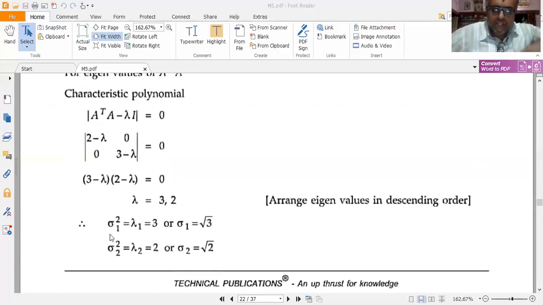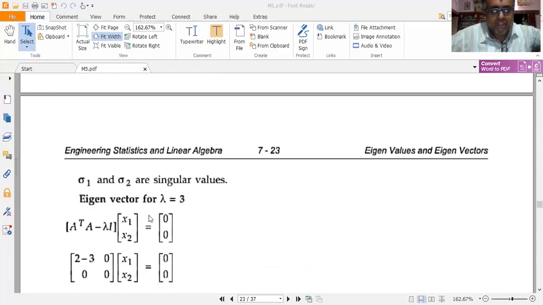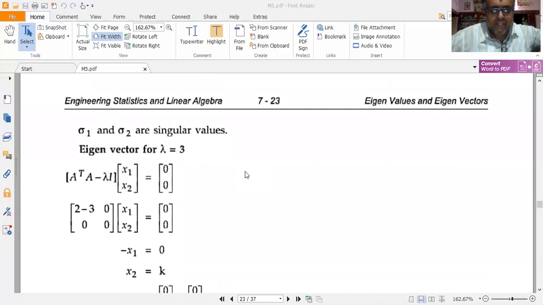So as I told, lambda 1 is equal to sigma 1 squared equal to 3, or sigma 1 is equal to square root of 3. Similarly, lambda 2 is equal to sigma 2 squared is equal to 2, or sigma 2 is equal to square root of 2. This comes from the algorithm that we had discussed. So sigma 1 and sigma 2 are the singular values.